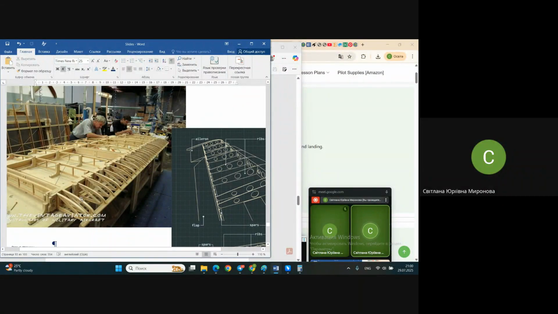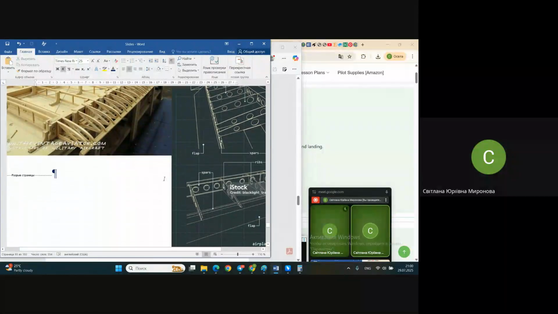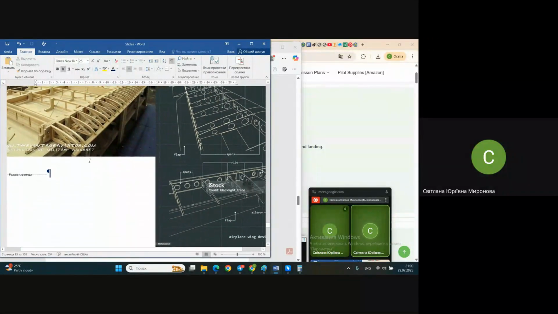And stringers, in this structure they are not shown, but in case they exist under the skin, stringers will also not be cut. They pass through the ribs if necessary. The rib has cutouts. They have something like additional holes in order to pass stringers.